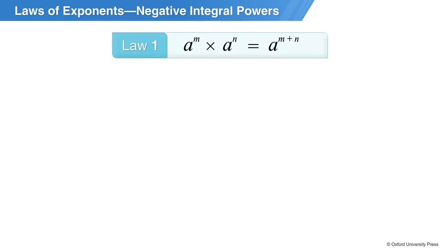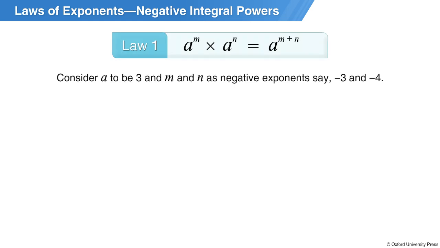Let us verify the first law. Consider a to be 3 and m and n as negative exponents, say minus 3 and minus 4. Substituting these values in the left-hand side.